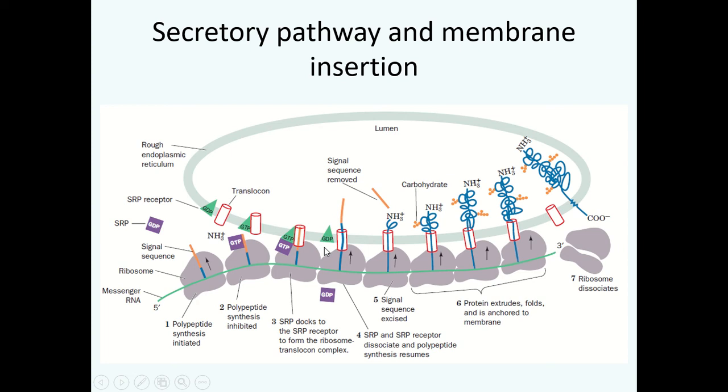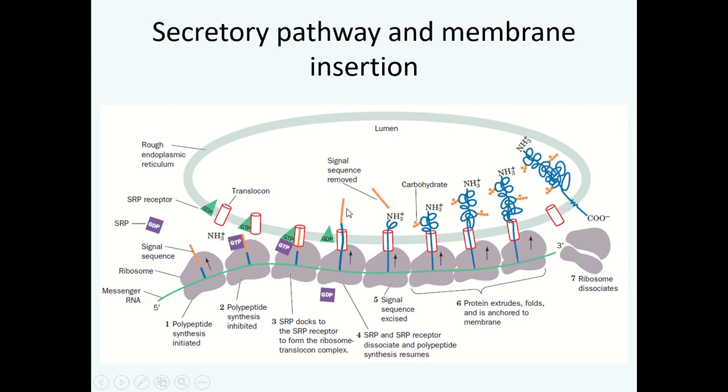Then, in an energy-dependent mechanism, the signal peptide is inserted through this translocation pore. When the job is done, the SRP is released, and now the process of protein synthesis resumes. So now the ribosome will keep on translating the protein as usual, and that protein will be transported into the lumen of the endoplasmic reticulum, which is diagrammatically represented here.